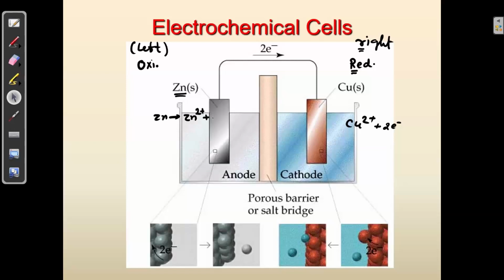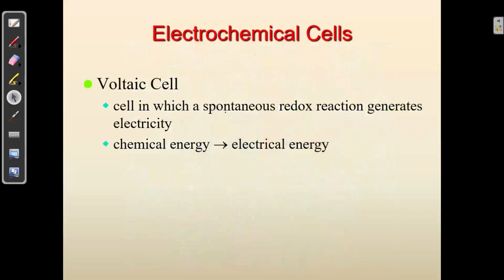Now, why do the electrons move from zinc to copper? That is a question. Why, or what is the need that zinc has to give its 2 electrons to copper so that copper ion gets converted into copper metal? This can be understood by knowing the concept of reduction potential or potential.